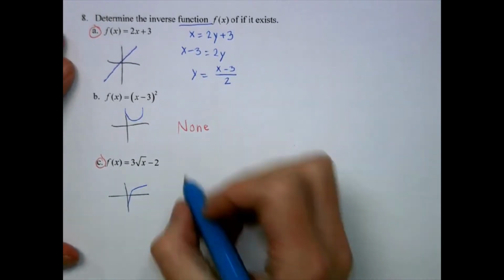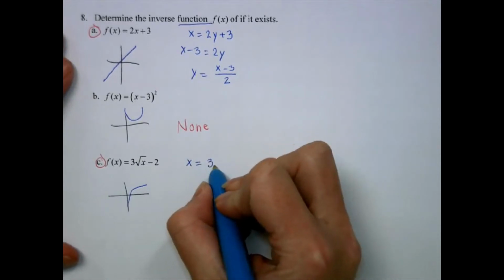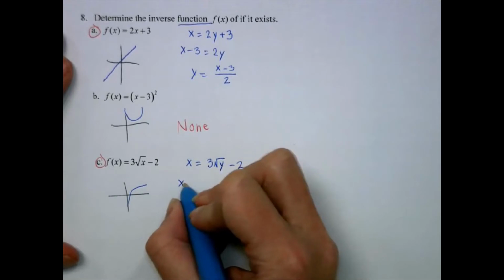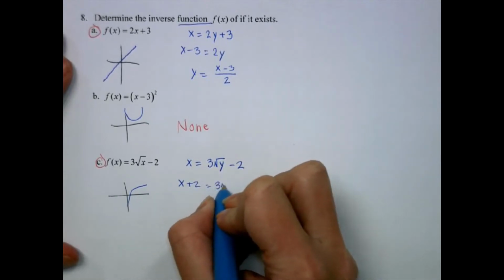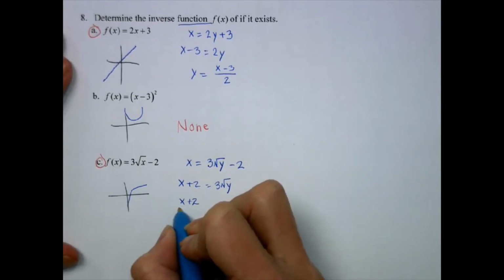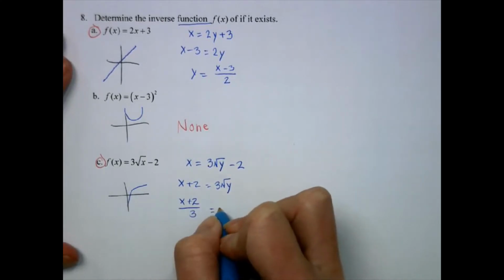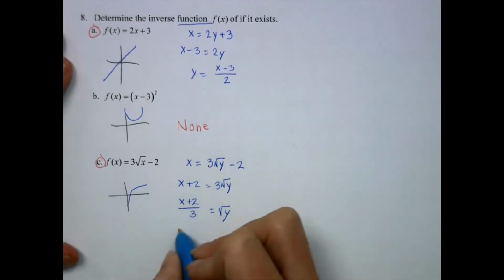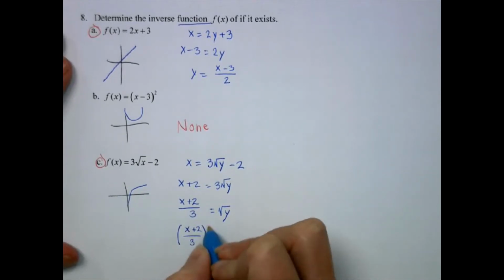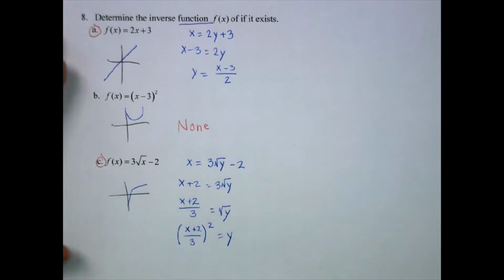x equals 3 root y minus 2. x plus 2 equals 3 root y. x plus 2 over 3 equals the square root of y. So our inverse will be x plus 2 over 3 squared.